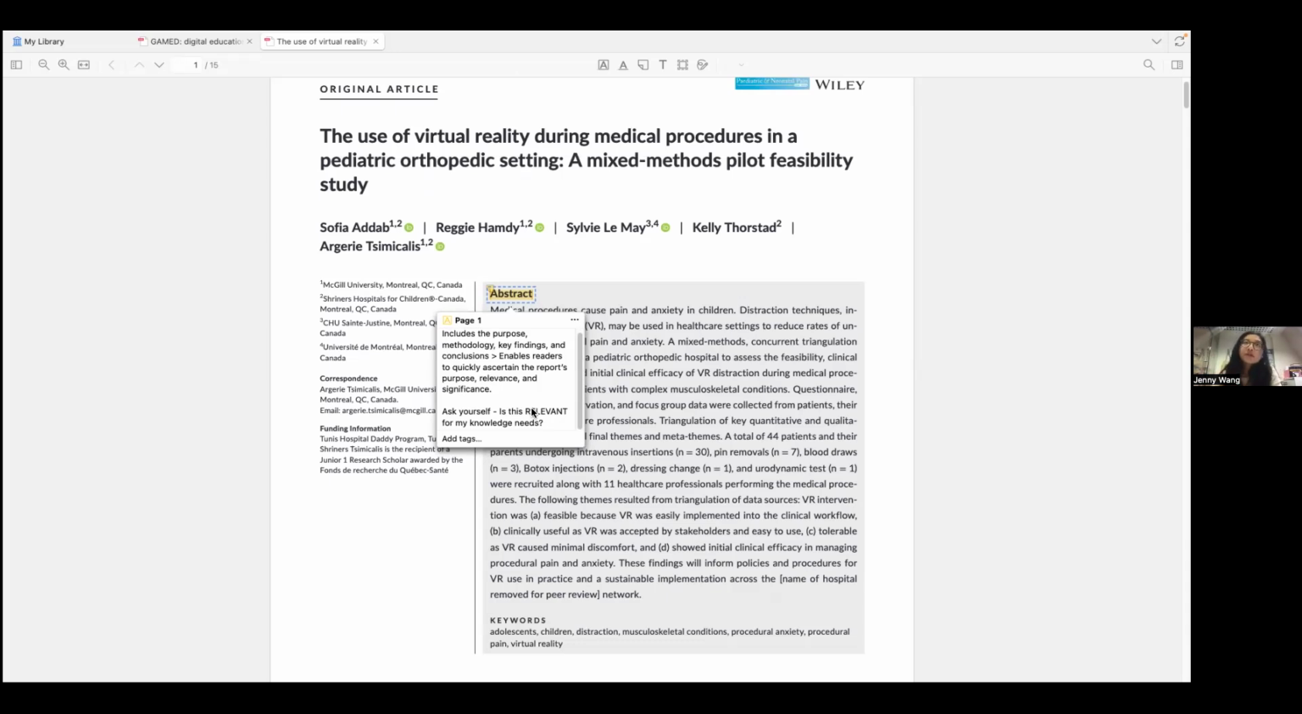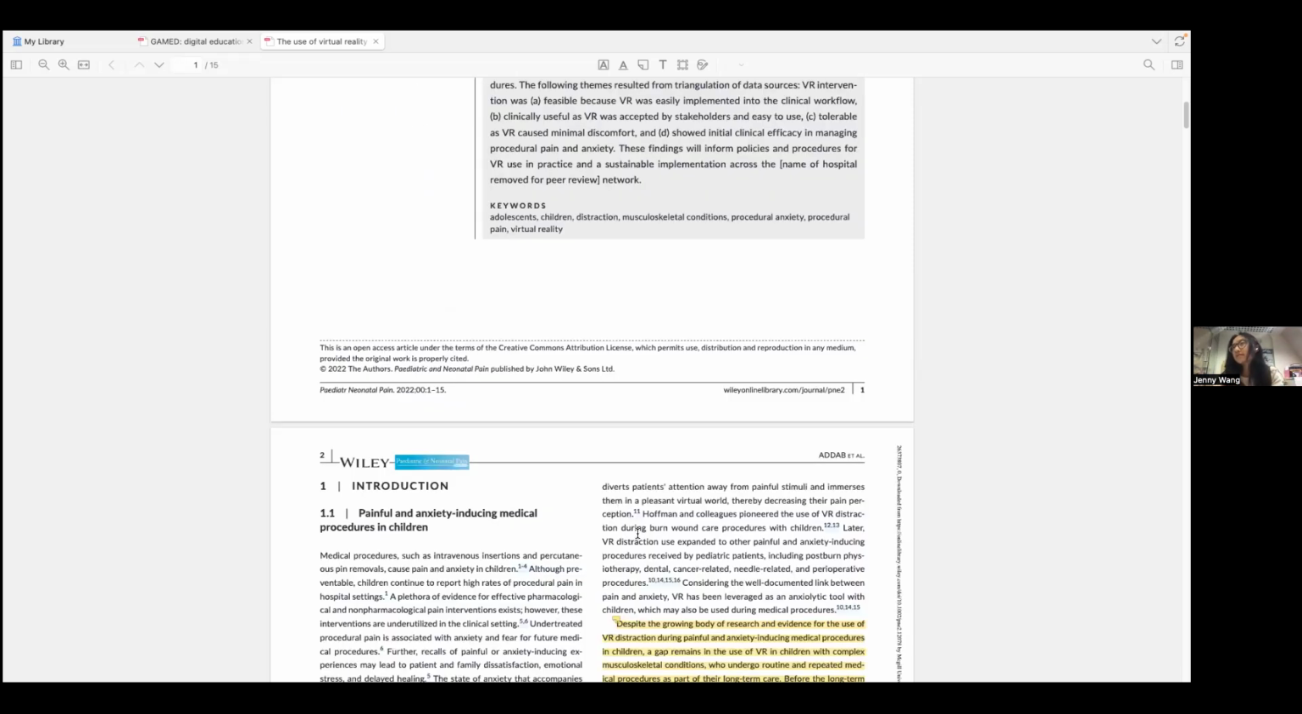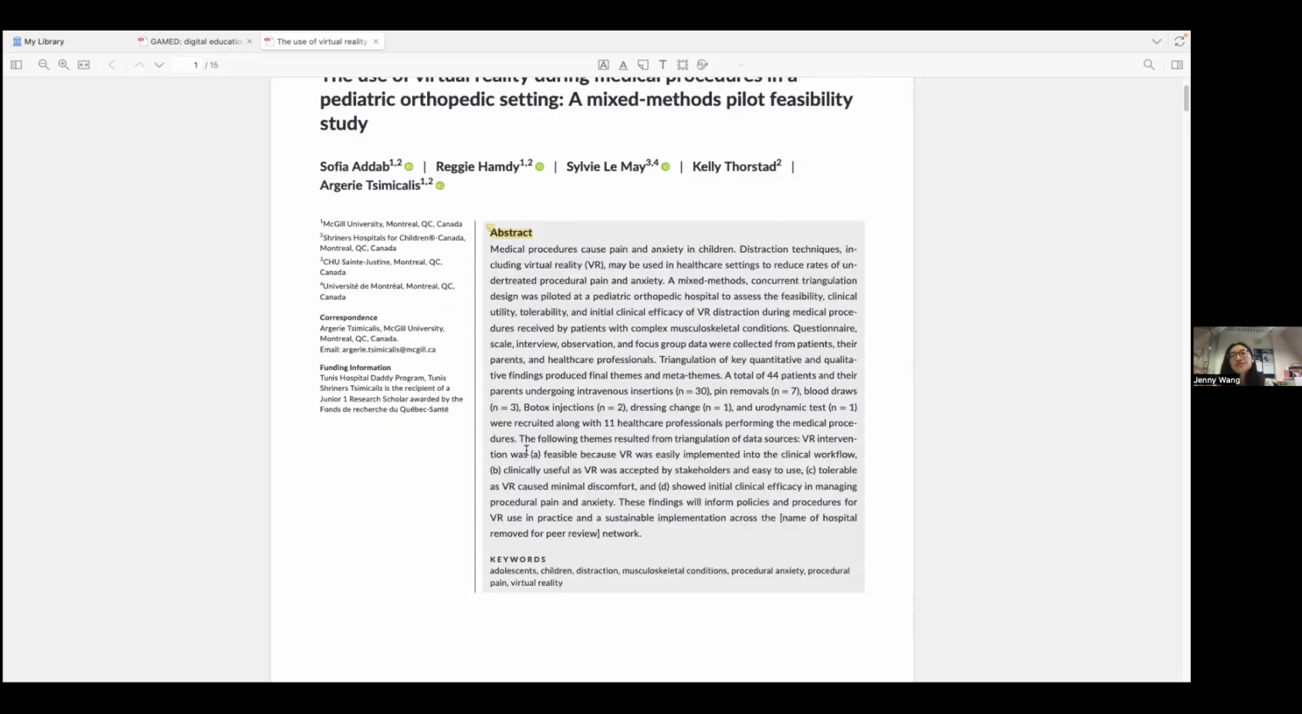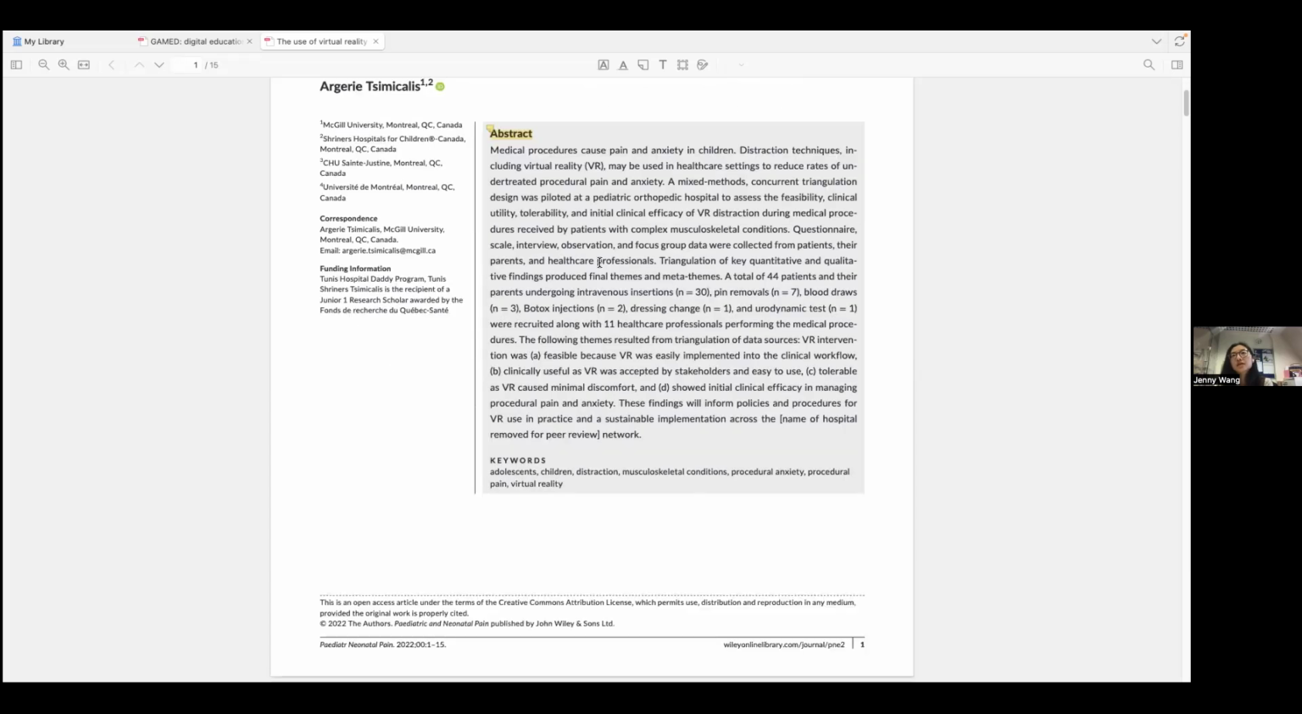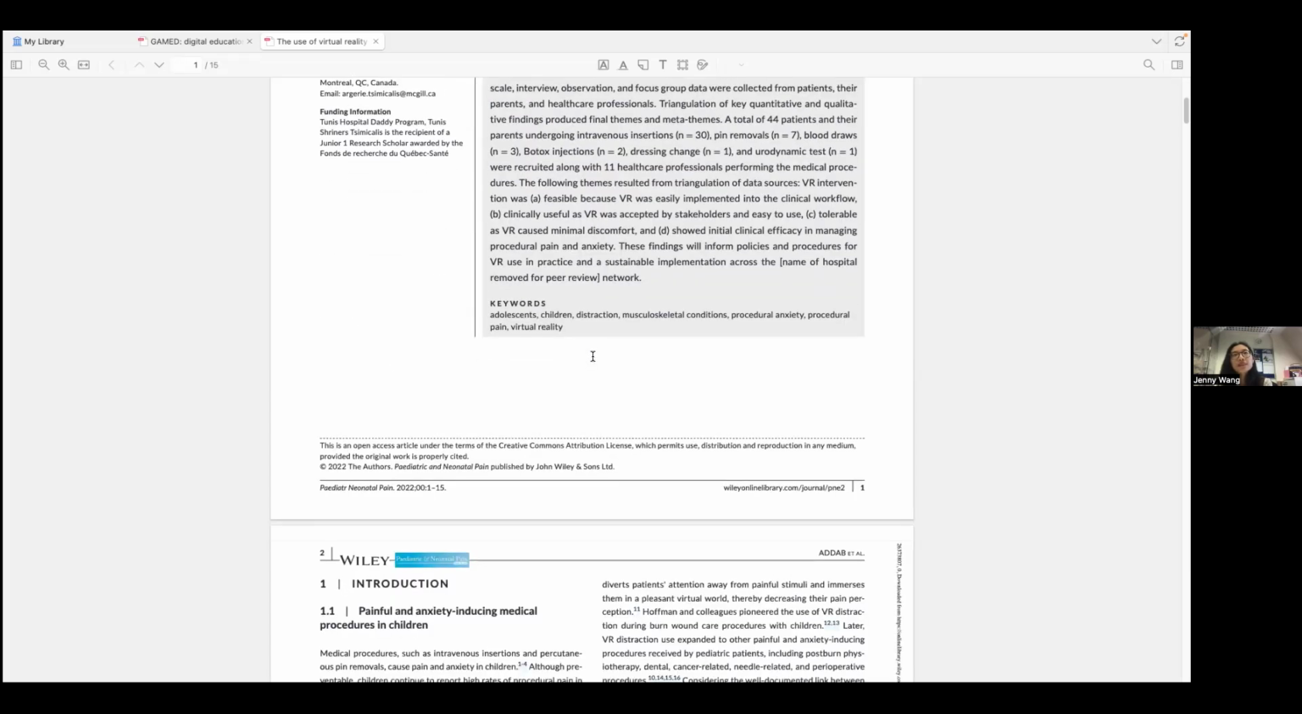When you start with the abstract, the first question really is, is this relevant for my knowledge needs? If it's relevant to what you're actually trying to find out or you're curious about, you can go on to read the full report. Otherwise, you can quickly tell from an abstract whether or not it's important. Sometimes it's not, so you don't have to read it. And yeah, so that's the abstract.